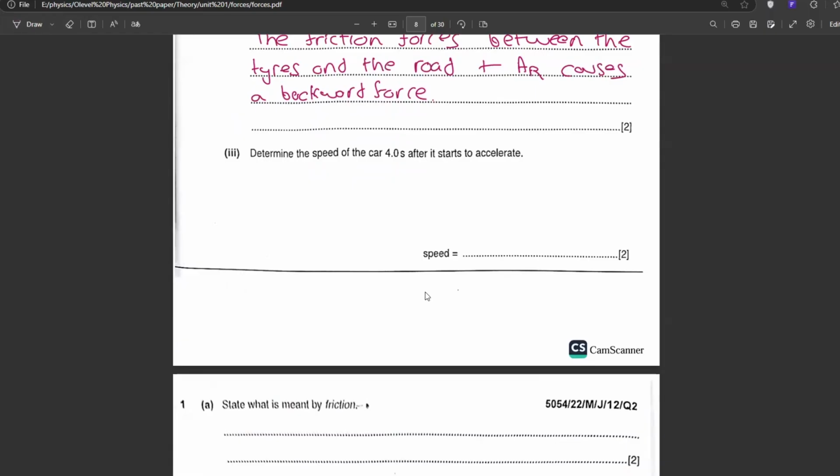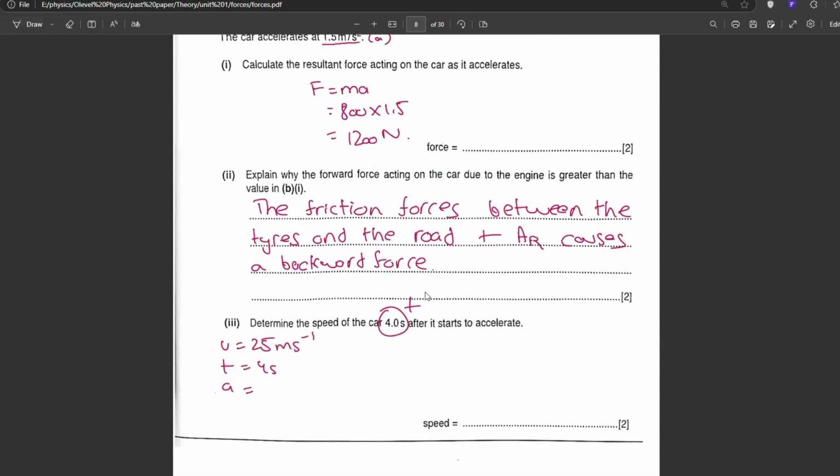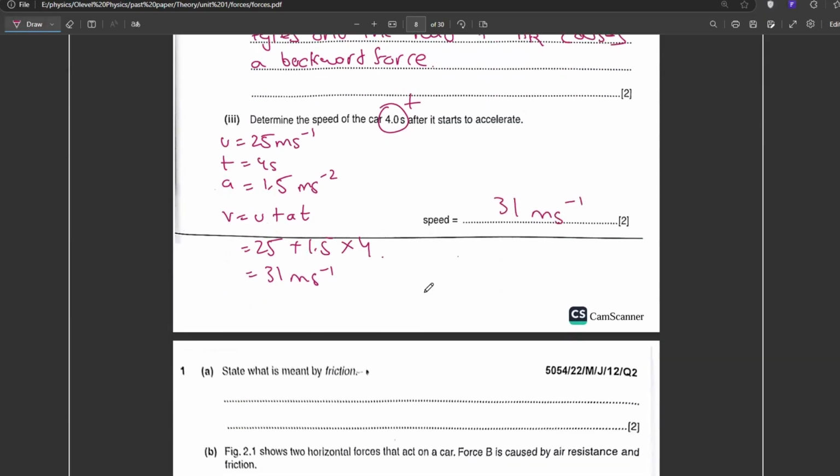Determine the speed of the car 4 seconds after it starts to accelerate. So you have the initial velocity that is 25 m s^-1, you have the time that is 4 seconds, and your acceleration was 1.5. Can you calculate the final velocity? Yeah, you can surely do that. v is equal to u plus at. u is 25, acceleration is 1.5 into 4. This becomes 31 m s^-1. 31 m s^-1 is your final speed.